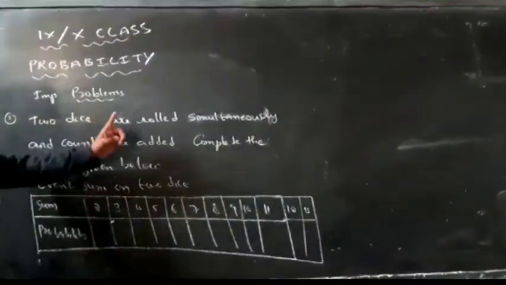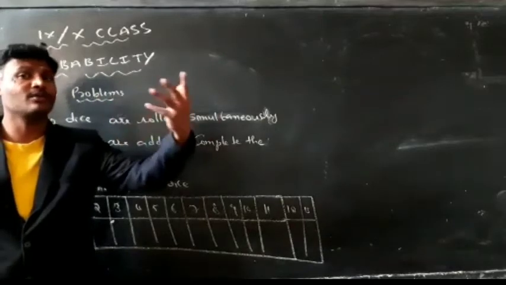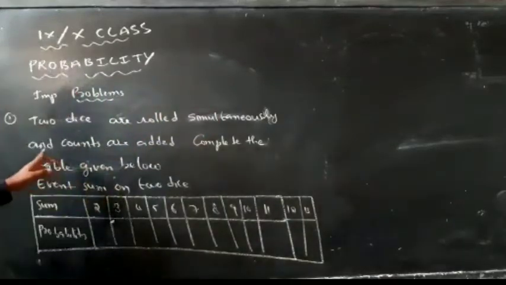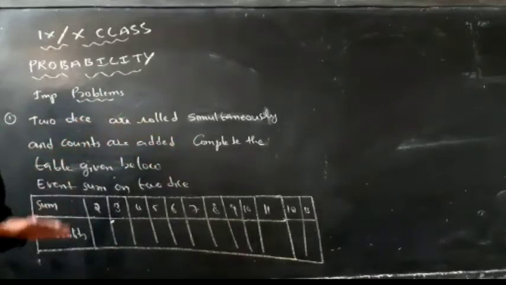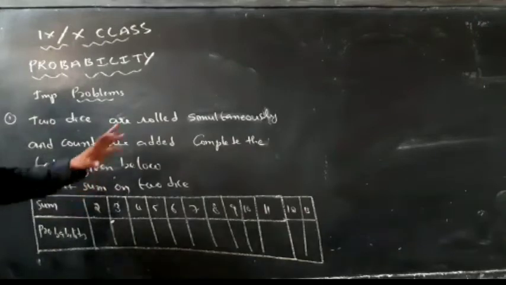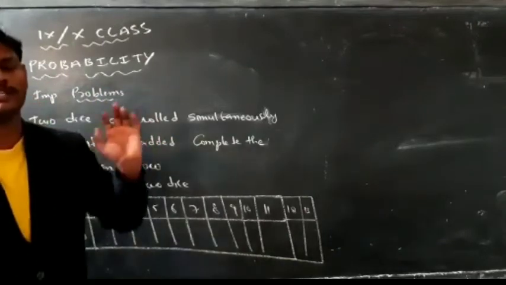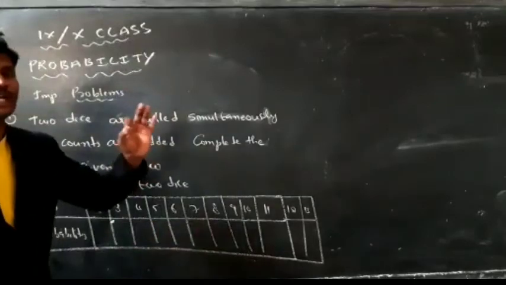Two dice are rolled simultaneously. How many dice? Two dice are rolled simultaneously and the counts are added. Complete the following table. Here, what is the event? Sum on two dice. So that is the event. Here, how many dice? Two dice are rolled.